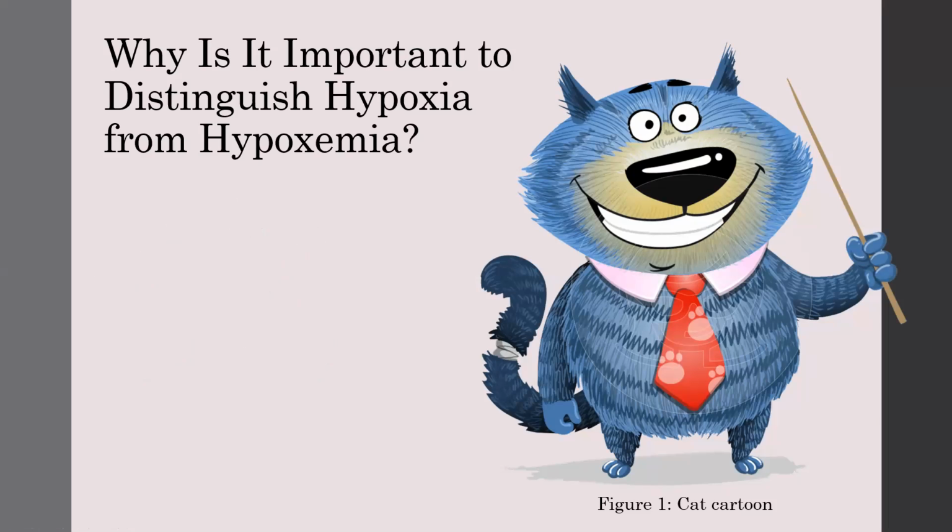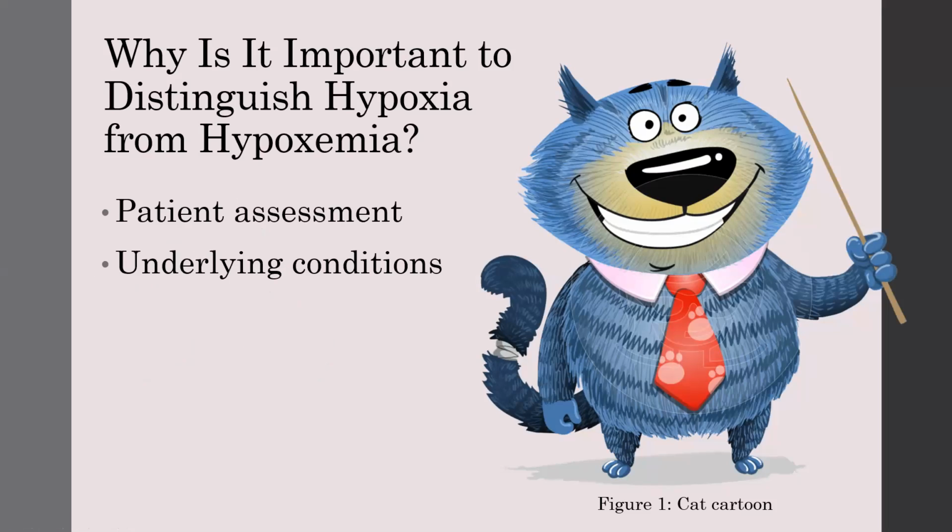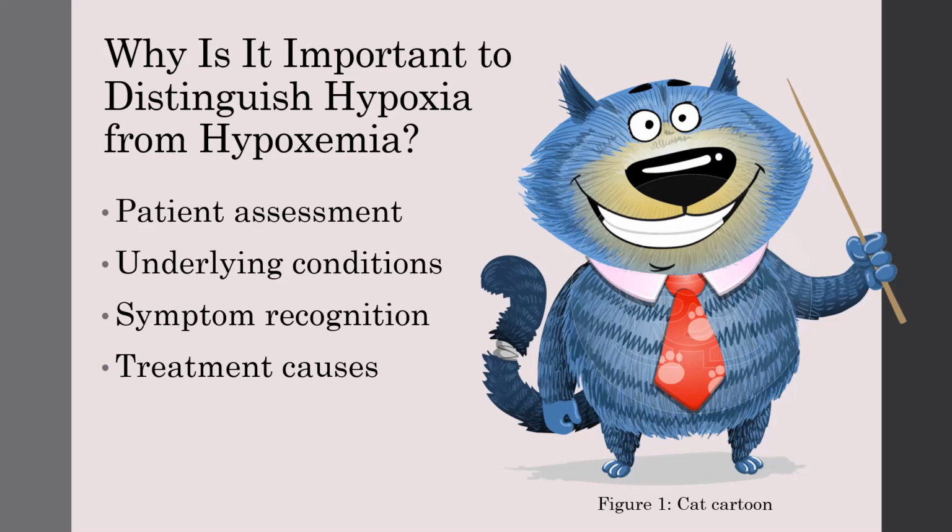So why is it important we as technicians are able to distinguish between hypoxia and hypoxemia? Firstly, we need to be able to accurately assess our patient's oxygen perfusion. Secondly, we must understand the effects of any underlying conditions the patient may already have. Being aware of all the symptoms of both conditions is essential to properly treat our patient. And lastly, we need to understand all three of these to also be able to watch for hypoxia and hypoxemia due to any concurrent treatments that they may be receiving.